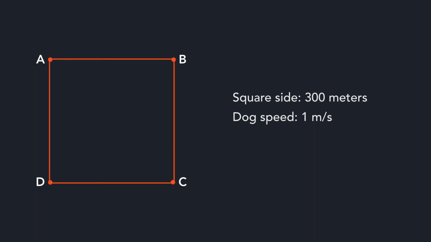Let each side of the square be 300 meters, and the speed of each dog 1 meter per second. In this case, Anna must reach Bertha in 300 seconds, which is 5 minutes. The same can be said about the other dogs. Therefore, all dogs will meet in the center of the room after 5 minutes.